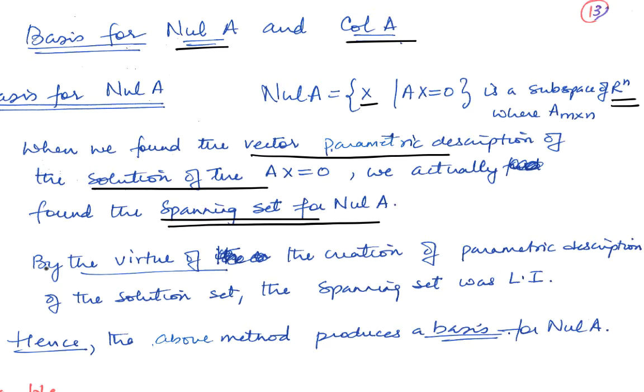And the best part is that the way we create this vector parametric description, that spanning set becomes linearly independent. So not only are we able to get the spanning set, but by the creation of it, it is linearly independent, and hence it makes a basis for the null space of A. So two things we're able to get with one little thing. So let's do some practice problems to find the basis for the null space of matrix A, and I'm talking of a general matrix of size m by n.